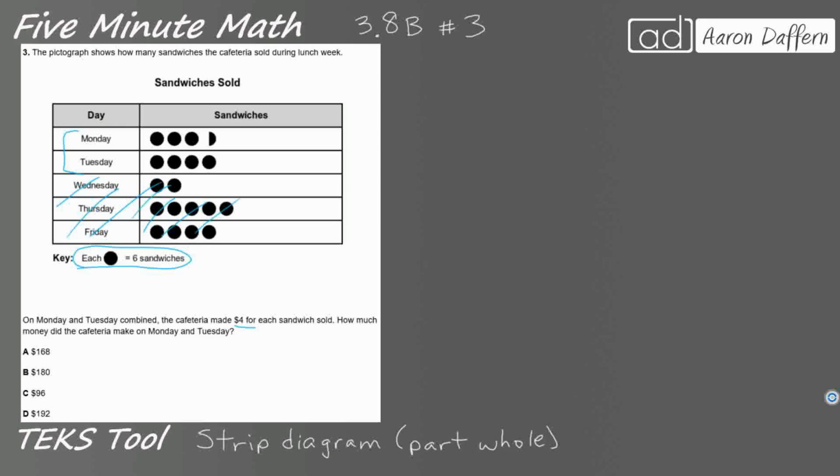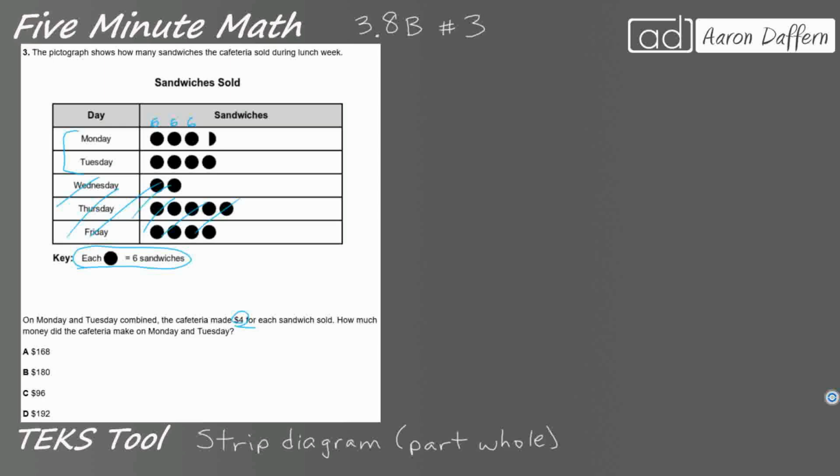And so what we have here is a part whole, because what we could do is take a look at these sandwiches and figure out, well, how many do we have on Monday? How many do we have on Tuesday? And then each of those made $4. Okay. And so let's take a look at what we know here. Each of these circles is 6 sandwiches. So I can say this is going to be 6, and that's 6, and that's 6.